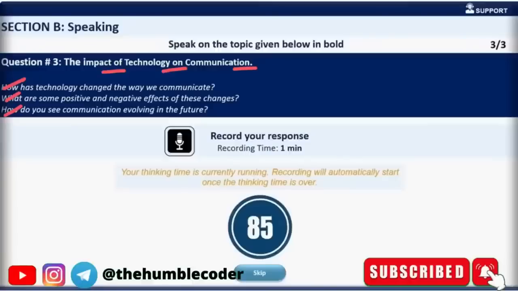However, it also has downsides such as reduced face-to-face interaction, the rise of misinformation, and the pressure to be always connected. In the future, I see communication becoming even more immersive with advancements like virtual and augmented reality. These technologies could make interaction more personal and lifelike, even from a distance, bridging the gap between the physical and digital worlds. While technology continues to shape communication, balancing its use with meaningful human connections will remain essential.